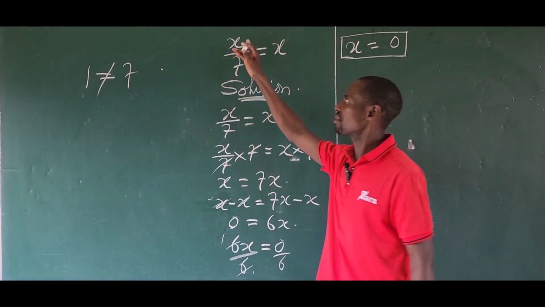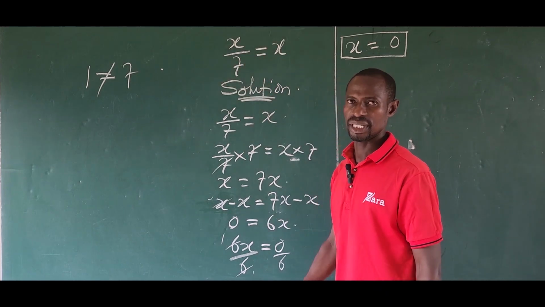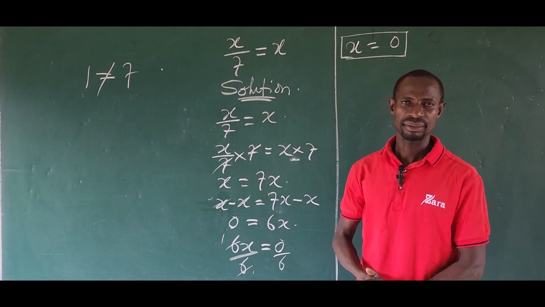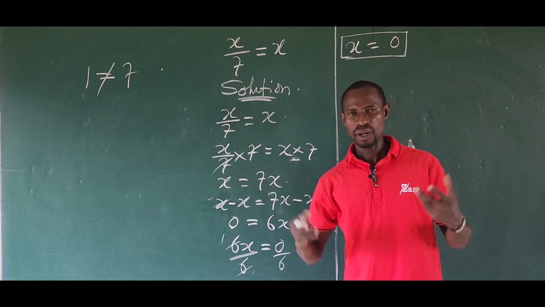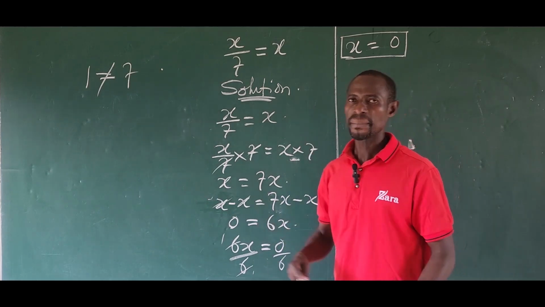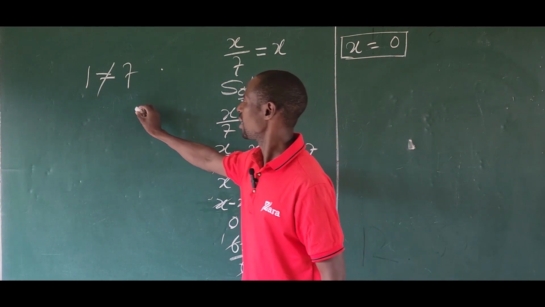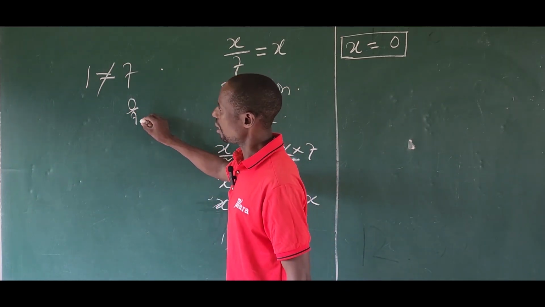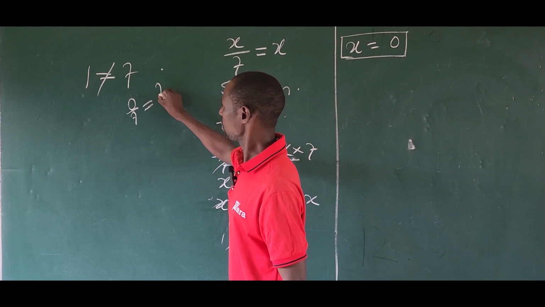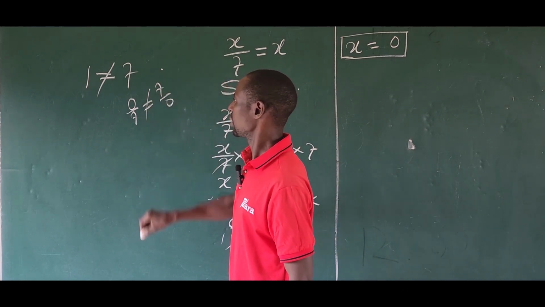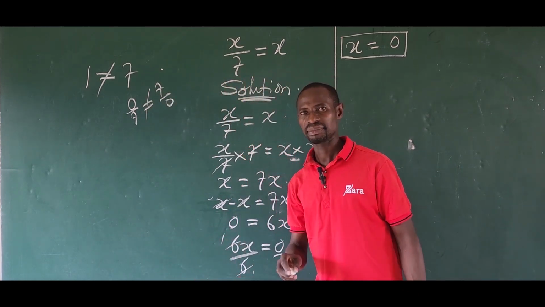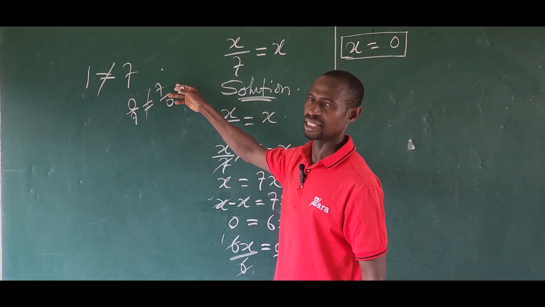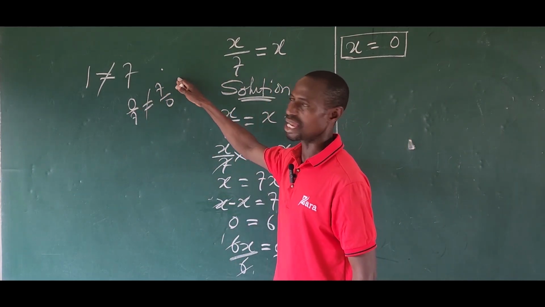So if I put in 0 here, 0 all over 7 will give us 0. And on this other side, we have 0. Again, remember that there is a difference between 0 all over a number, let's say all over 7, and 7 all over 0. These two things are not the same. This will give you 0, but this is undefined. In other words, it's indeterminate.